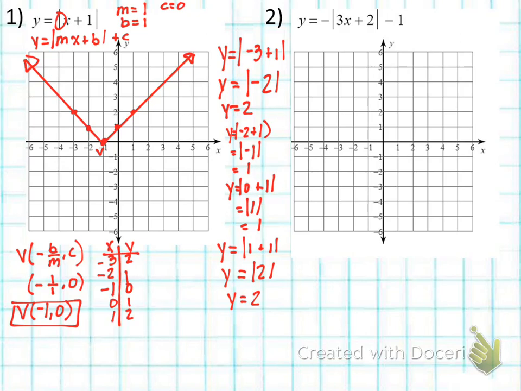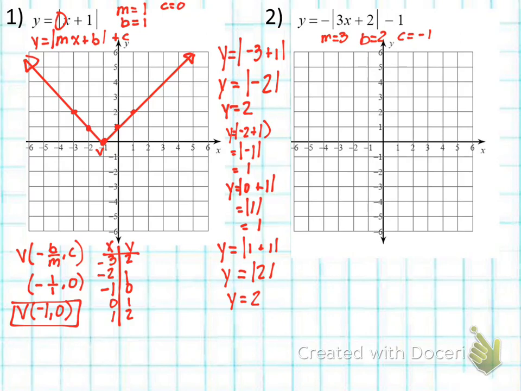Watch me do number 2. It's a little bit more difficult. Number 2, it's in standard form. Y is isolated, so that's confirmed. I'm identifying M, B, and C. So M is equal to 3, B is 2, C is equal to negative 1.